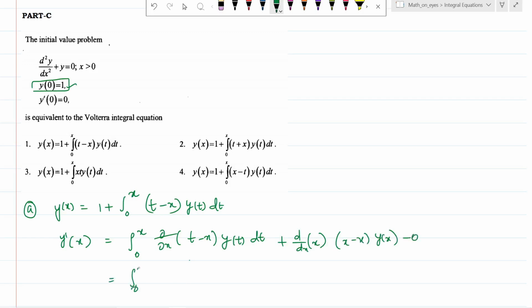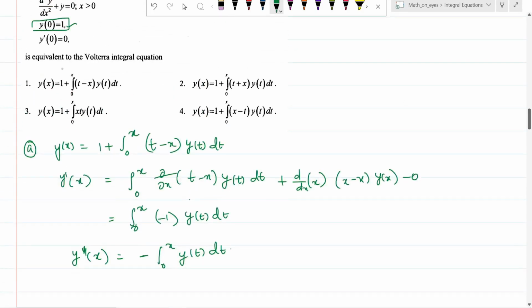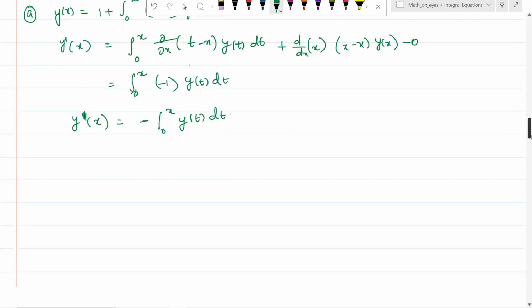So this will give you the integral from 0 to x. Taking the derivative, we get minus 1 into y of t dt, and here x minus x will give you 0. So we get y dash of x is equal to minus the integral from 0 to x of y of t dt. And y dash of 0 is equal to 0 here, because when you apply y dash of 0, your upper limit will also become 0. So we get this right hand side to be 0. So this second boundary condition, initial condition, is also satisfied. Now we need to verify y double dash of x.